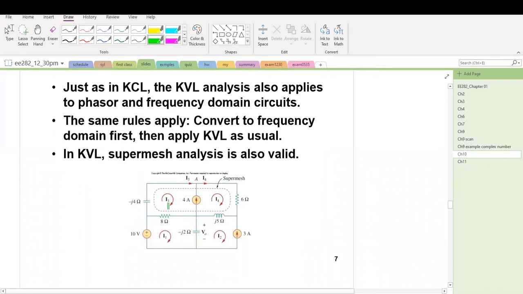Mesh analysis applies to the frequency domain as well. In this case, there are 4 meshes, I1, I2, I3, and I4. And note there is a current source involved, so we need to form a super mesh. In total, there will be 4 equations, and we solve 4 unknowns. We can solve this circuit.